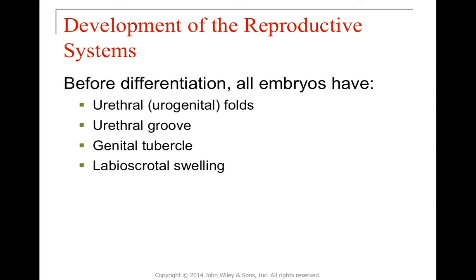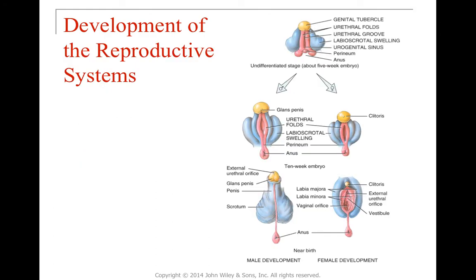So prior to our differentiation event, all embryos are going to have the same sets of tissues. We have the urethral folds, or the urogenital folds, the urethral groove, the genital tubercle, and the labial scrotal swelling, which will turn into either the labia or the scrotum. So this is the undifferentiated stage, about 5 weeks. Here we have the genital tubercle, the urethral folds, the urethral groove in the center of that, this labial scrotal swelling, the perineum, and then the anus.